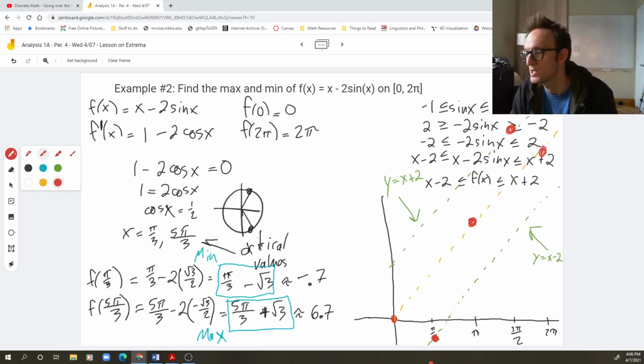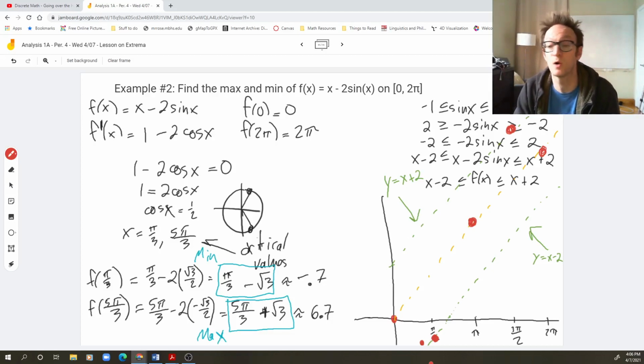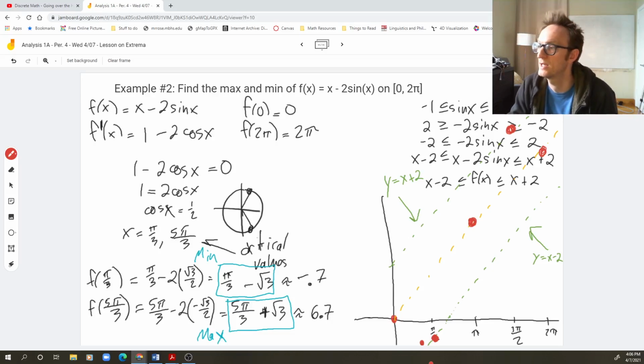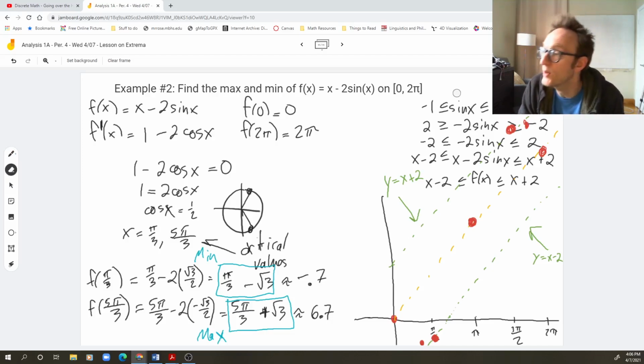And now, finally, I can plot these points. I'm doing this in red. Let me go over to pi over 3, which is a little bit less than pi over 2, and we're going to go down to negative 0.7. Yikes, why does this look so bad? Well, there it is. And then I'm going to go up to 5 pi over 3, which is a little bit more than 3 pi over 2. And what do I get? I get 6.7, so it's going to be up here or something. Not quite on the envelope, but still higher.